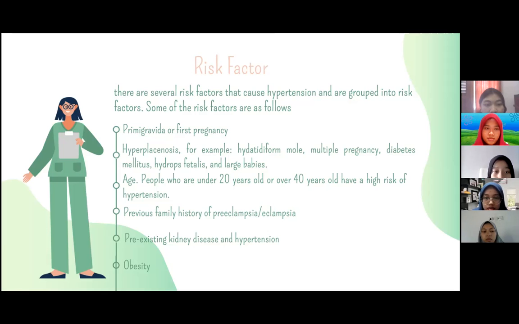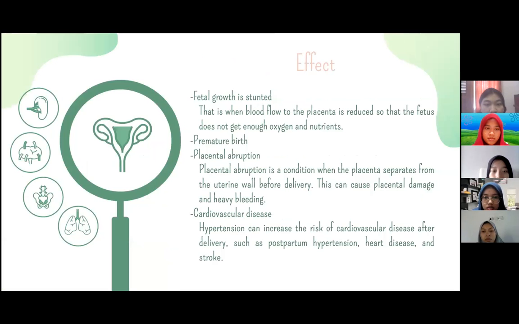Hypertension in pregnancy that is not handled properly not only endangers the pregnant woman but also the fetus. The following are the various effects of hypertension in pregnancy that need to be watched out for. First, fetal growth restriction, and the second, premature birth. The third, placental abruption, that is condition when the placenta separates from the uterine wall before delivery. And the fourth, cardiovascular disease.